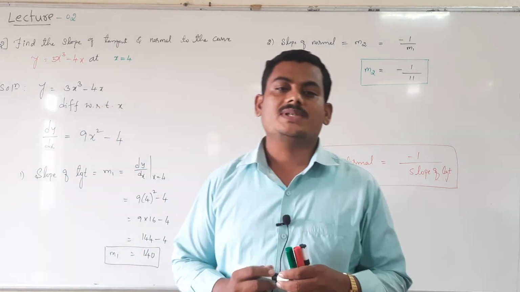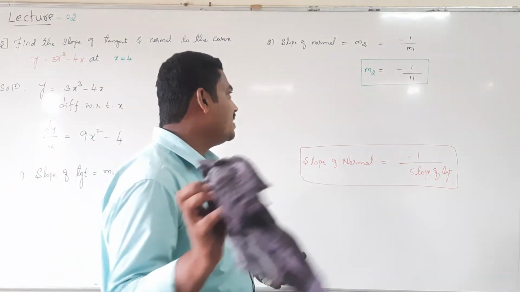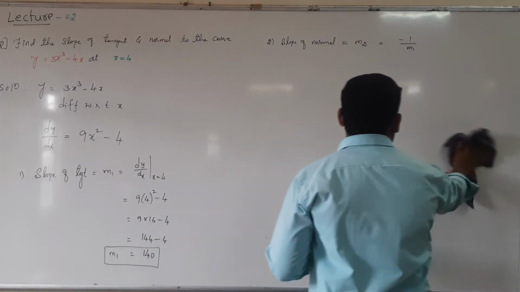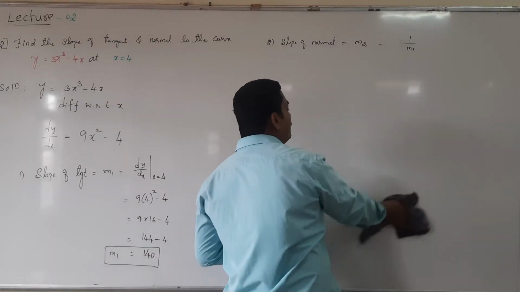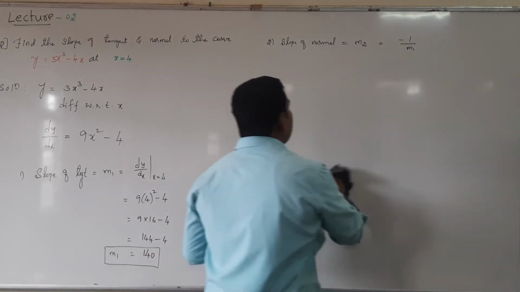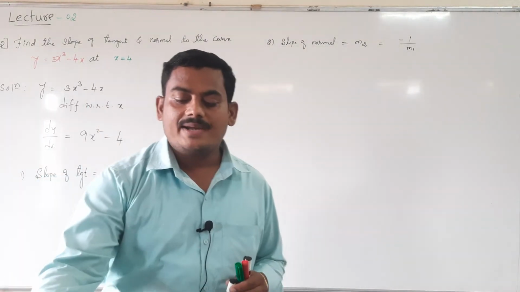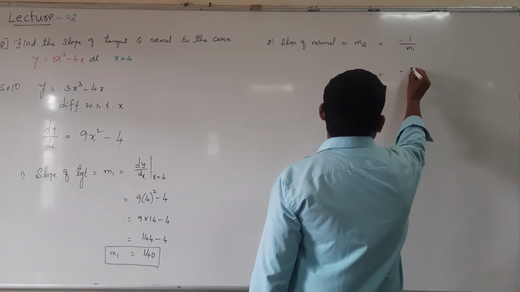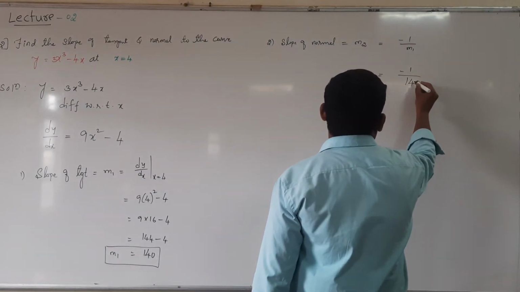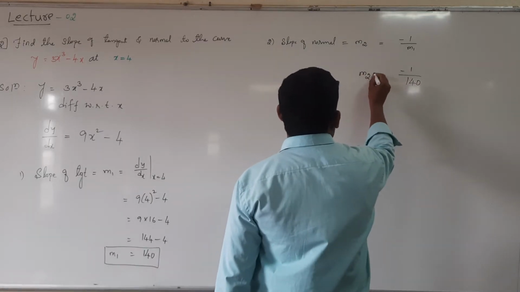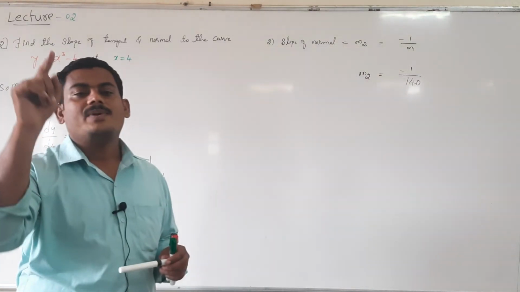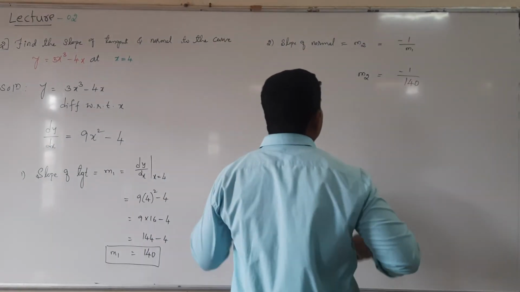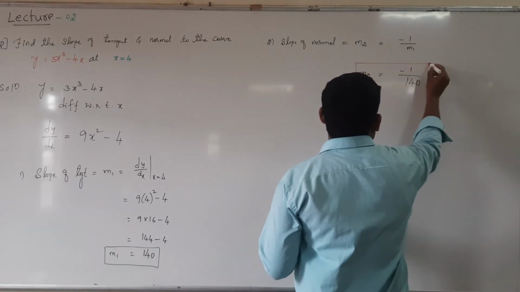Once you get the slope of the tangent, easily you can write the slope of the normal. What is the formula for finding the slope of the normal? Slope of the normal line is equal to minus 1 divided by slope of the tangent. So that's equal to minus 1 divided by 140. Slope of normal line is the negative reciprocal of slope of tangent line.